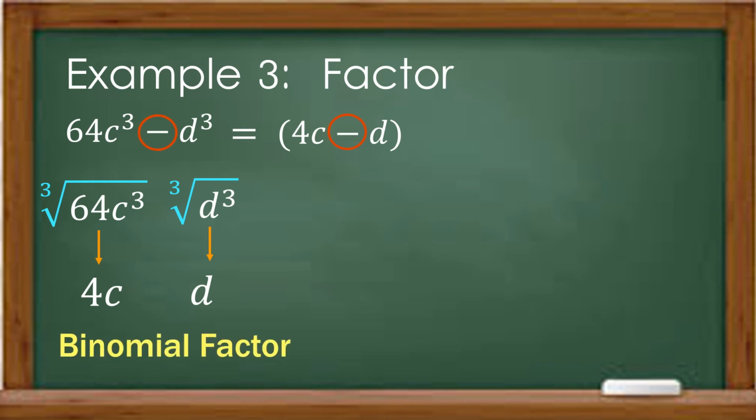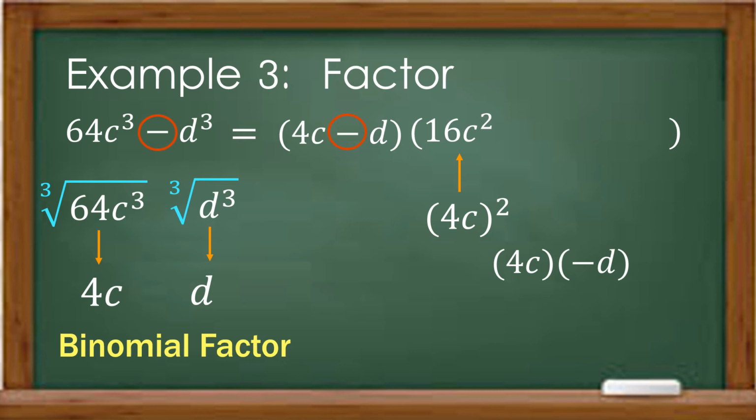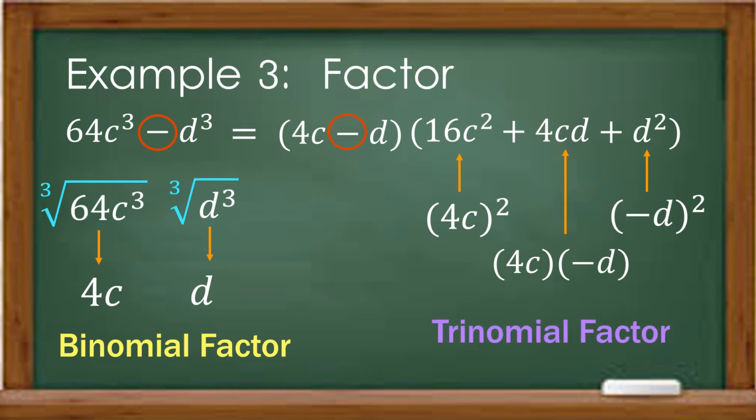To get the trinomial factor, the first term of the trinomial factor is the square of the first term of the binomial factor. Then the middle term of the trinomial factor is the opposite of the product of the two terms of the binomial factor. Then the last term of the trinomial factor is the square of the last term of the binomial factor. So we have now our trinomial factor.